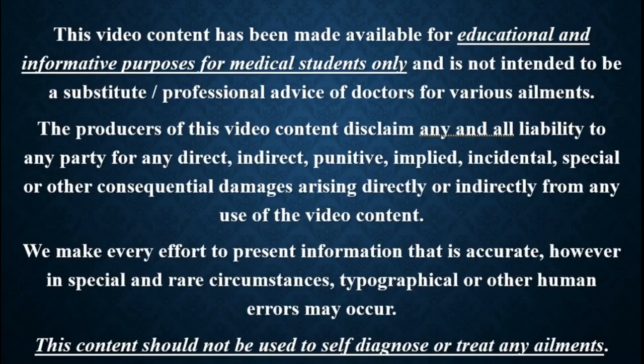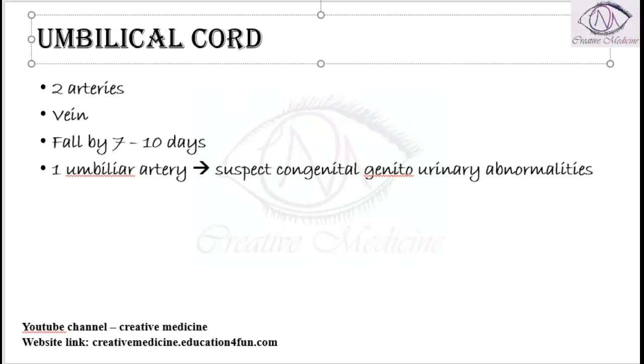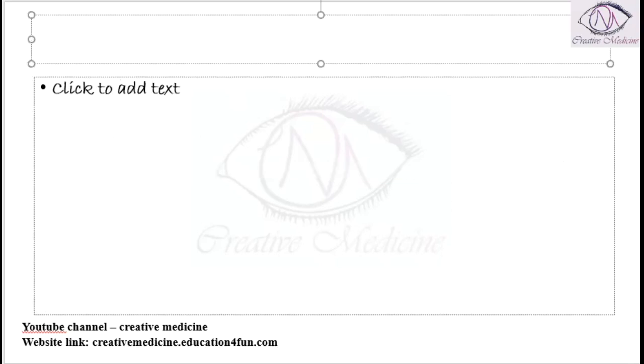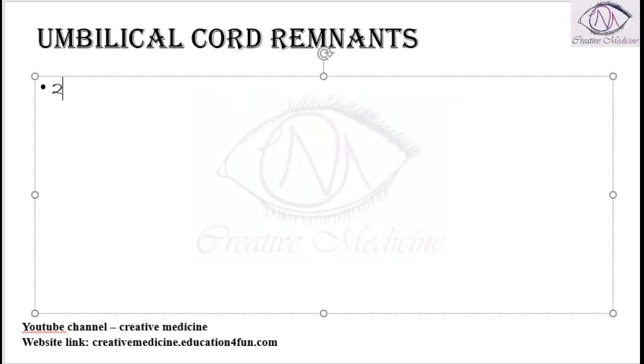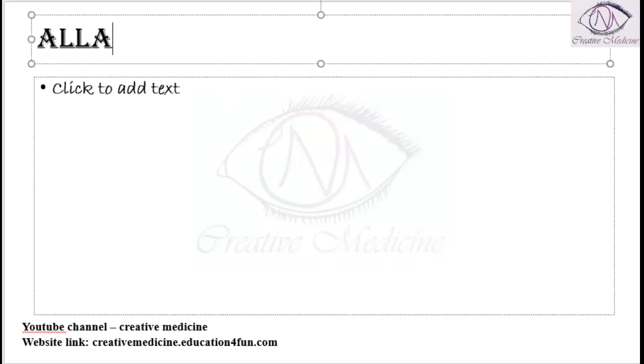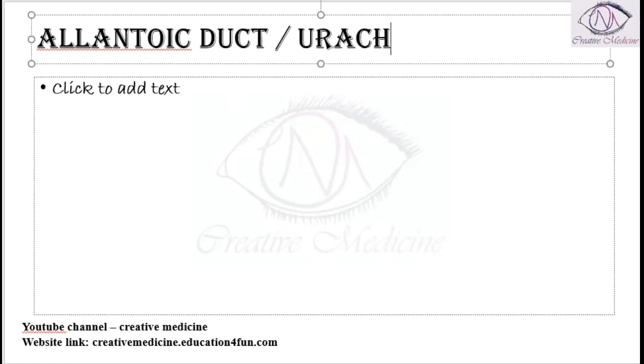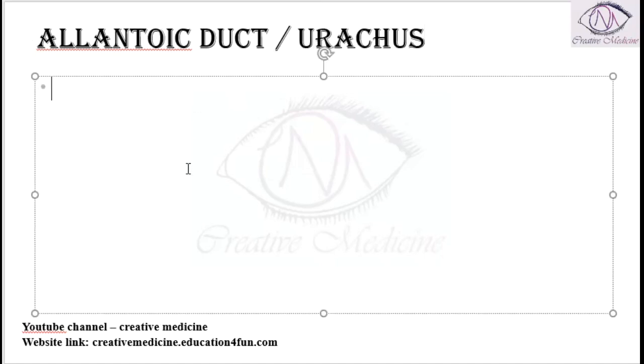In this lecture, we will learn about umbilical cord remnants. In umbilical cord remnants, there are two tubular structures which are seen within the umbilical cord, that is allantoic duct and vitelline duct. Allantoic duct is also called as urachus, and allantoic duct or urachus is from the cloaca.